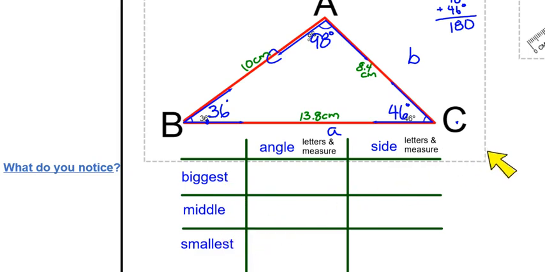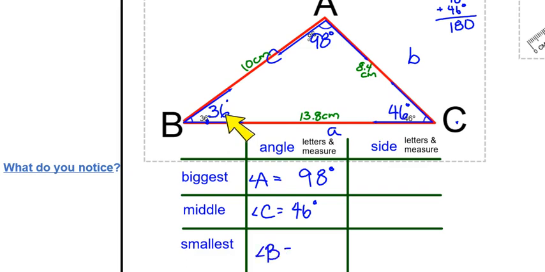So when I look at my angles, my largest angle is way up here at angle A. So we fill that in, angle A. Angle A equals 98 degrees. And then the middle angle is angle C right here. And that was 46 degrees. And then the smallest angle was over here at angle B. And that was 36 degrees.